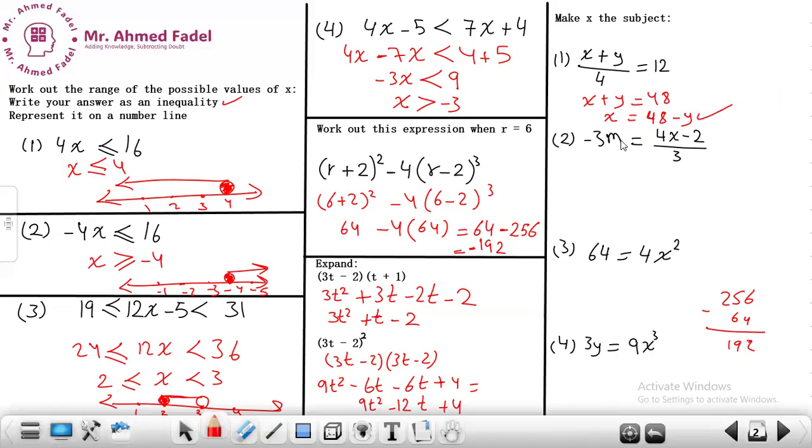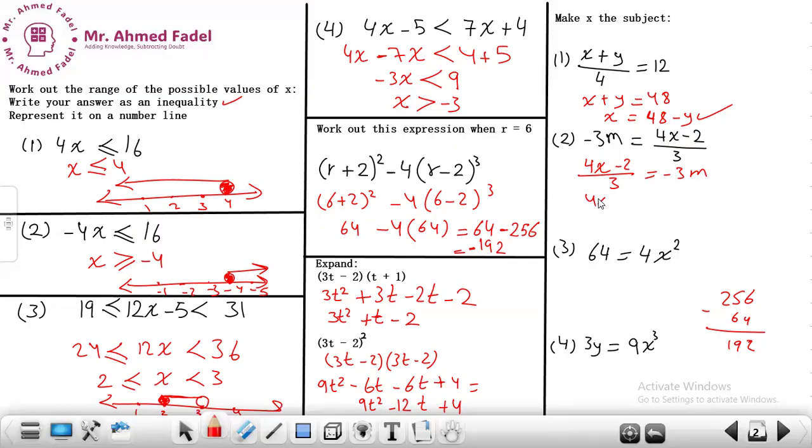Here, make x the subject, mister. Switch. X, I need it to be on the left side. That's the first step. Okay, 4x minus 2 over 3 equals negative 3m. I switched. Send the divided by 3 there, times 3.